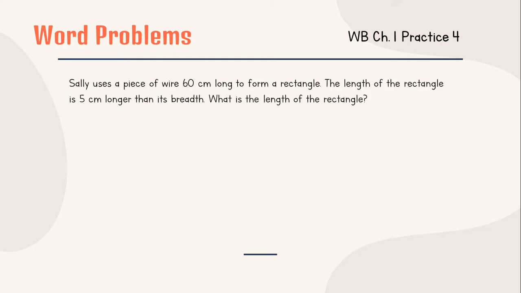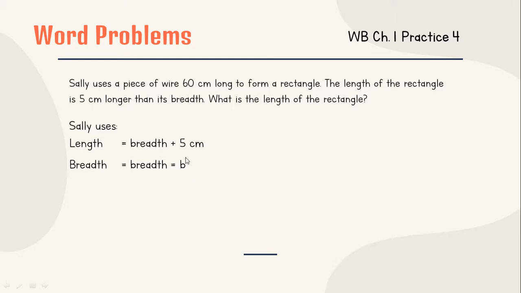Go to the next. Sally used a piece of wire 60 cm long to form a rectangle. The length of the rectangle is 5 cm longer than its breadth. What is the length of the rectangle? Length equals breadth plus 5 cm. How do we know that this is breadth plus 5? The length of the rectangle is 5 cm longer, so plus 5. So the breadth, I want to use B.